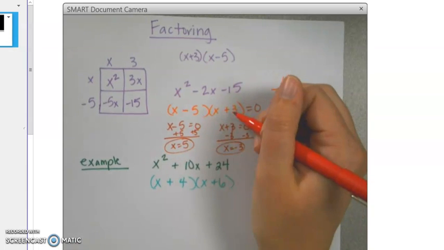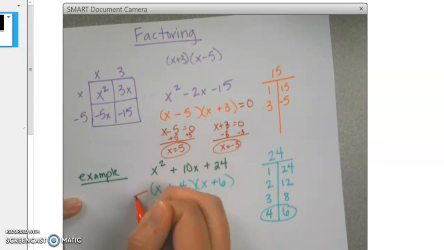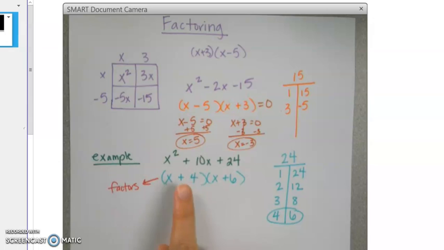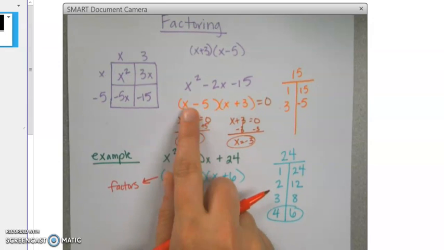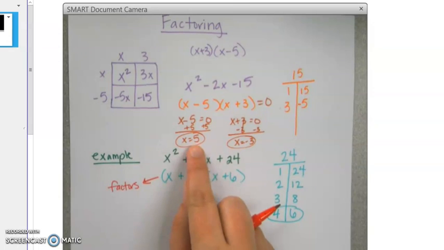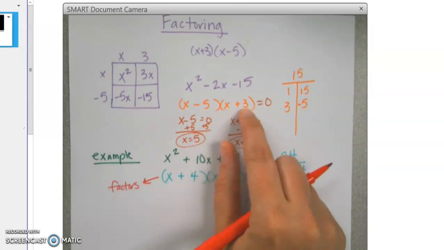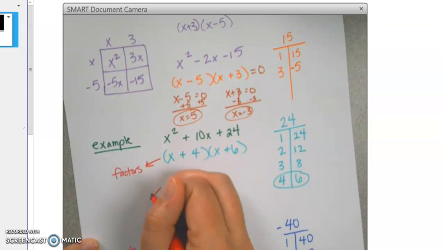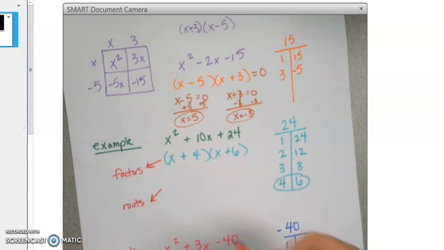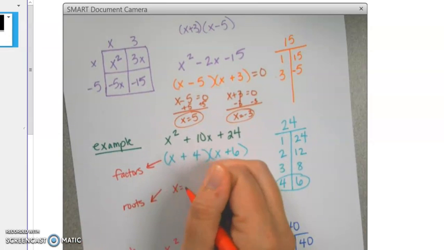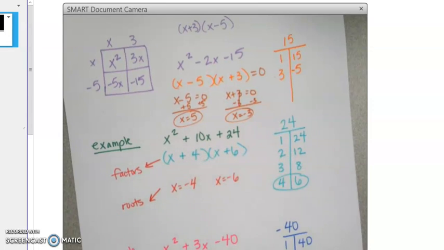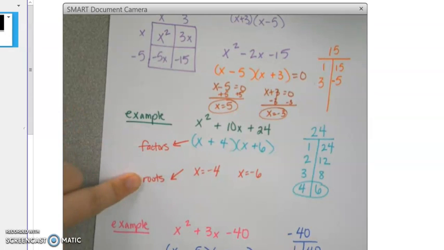If they ask you for factors, I'll do it on this one because that has a lot going on. This is factors. And remember, your roots always have the opposite sign. So look up here. My factor was x minus 5. My root was positive 5. This factor was positive 3. The root was negative 3. So in this example, my roots, if this is positive 4, I'm going to have x equals negative 4. And positive 6 would be x equals negative 6. So make sure you know the difference between factors and roots, so you can answer them appropriately.